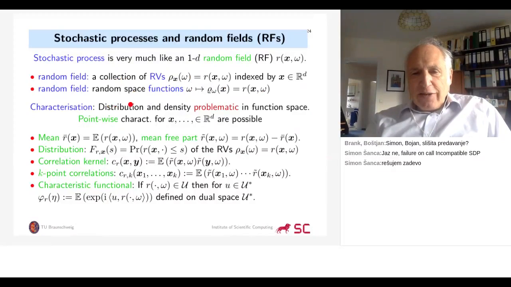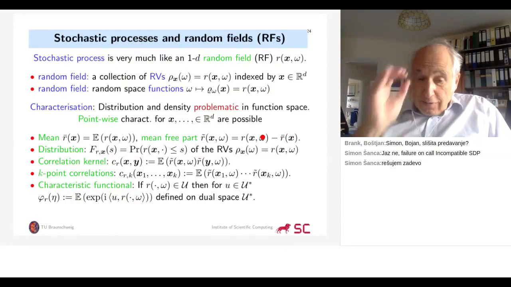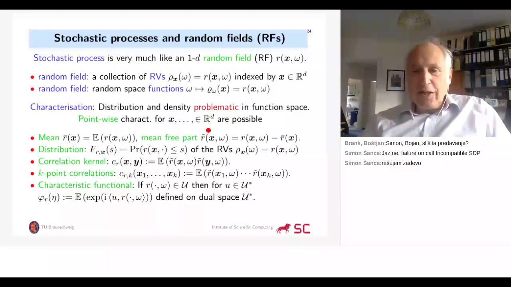Now it turns out that as characterizations, the distribution and densities are problematic in function space. That does not work. But there are some other pointwise characteristics we can look at, which are very similar. One is the mean of such a random field. The mean means at each point x, I take the expected value. So that's this R bar here. And then, of course, I can build the mean-free part, which is R tilde, by subtracting the mean. So this is a deterministic function.